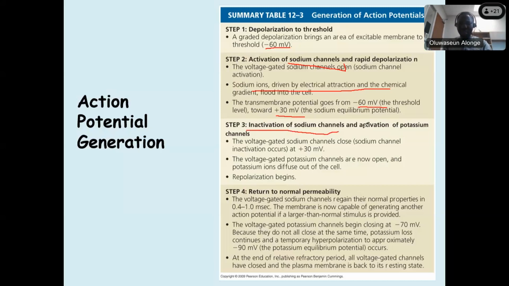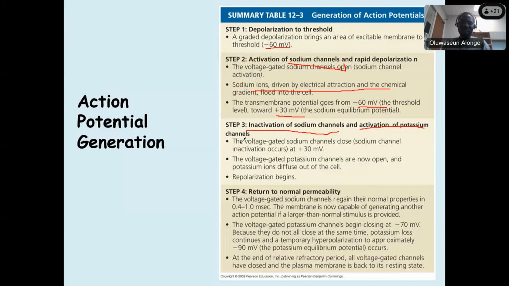At that time, immediately, the potassium channel is going to open. The cell is saying, I am depolarized now. In fact, I am too much depolarized, up to positive 30. This is too much for me. Then the system says, now let's help the neuron by activating the potassium channel so that we can bring the cell back to its resting membrane potential so that the cell can rest.